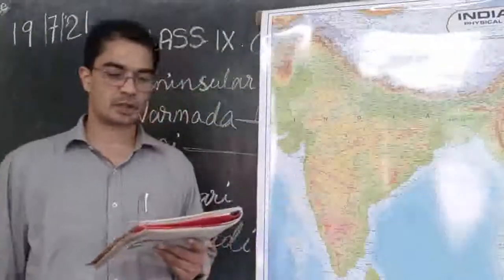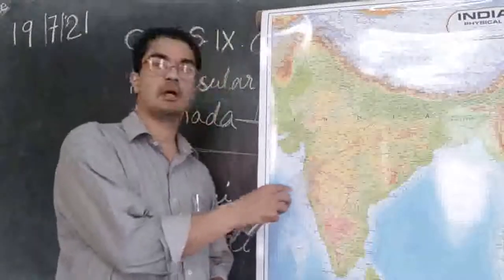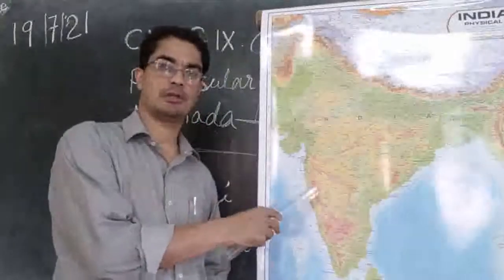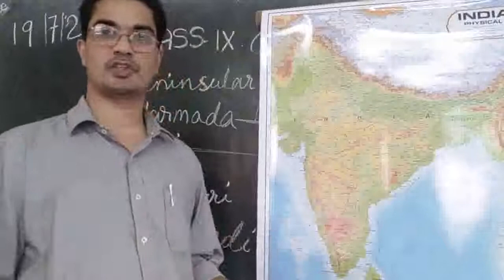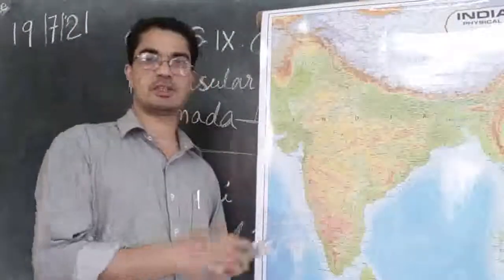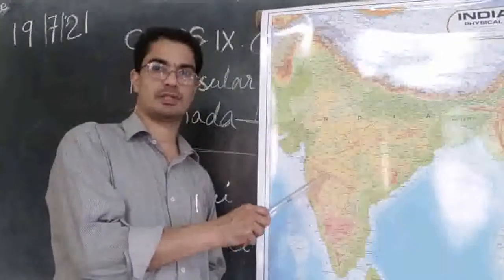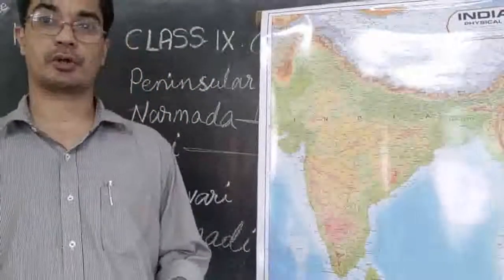and hence the coastal rivers are short. They originate from the Western Ghats and flow towards the Arabian Sea. The Arabian Sea is very nearby, therefore they cannot flow for long. There is no place for flowing. After flowing this much distance, they will already reach the sea. That's why the rivers originating from the Western Ghats and flowing into the Arabian Sea are very short.